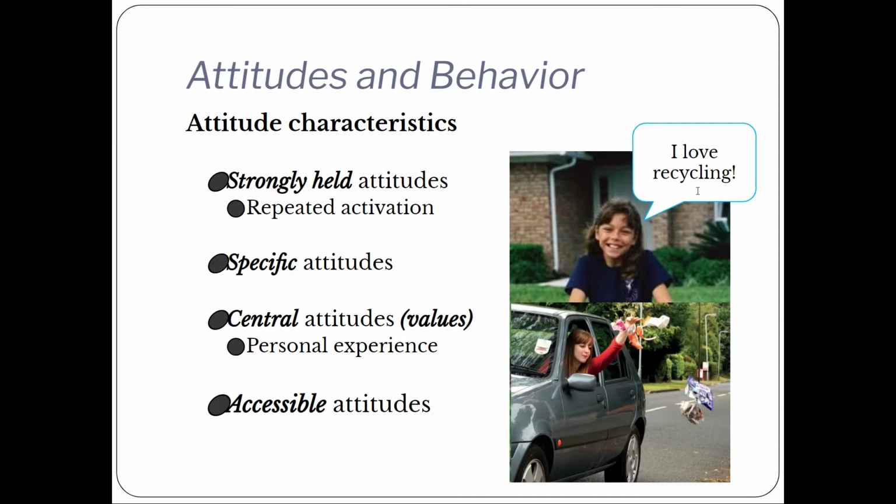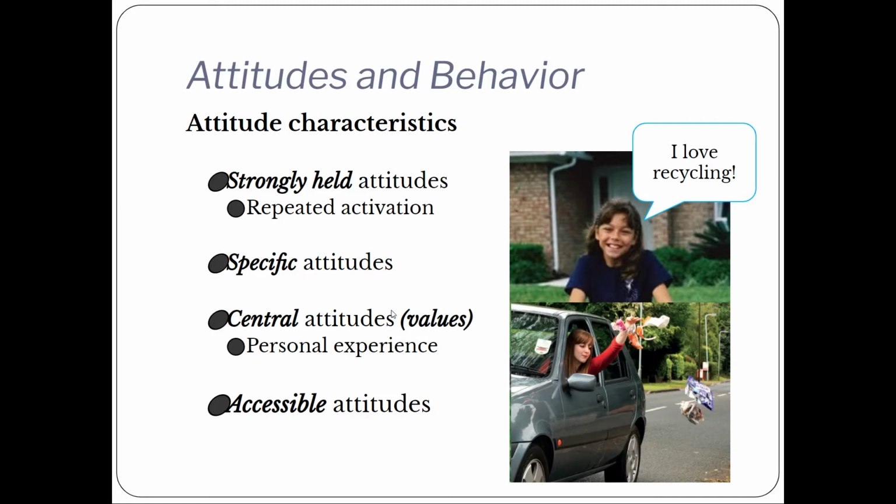For example, political attitudes or attitudes about moral issues tend to be more central than, let's say, an attitude about someone's favorite color. Or like what you want to have for breakfast, right? Because moral attitudes tend to be more central to someone's deeper values.